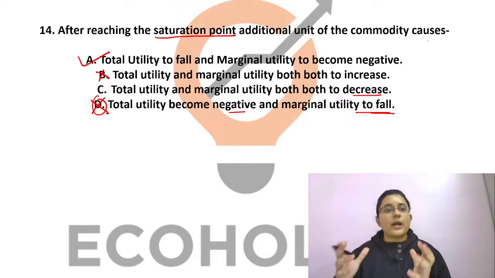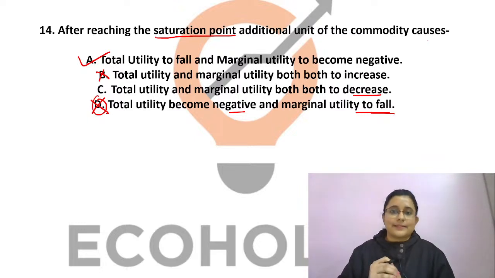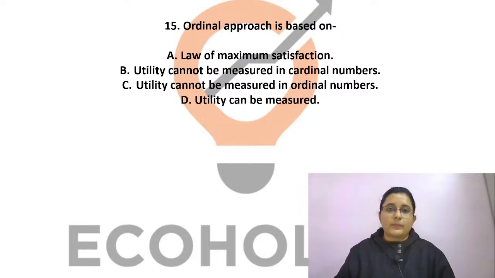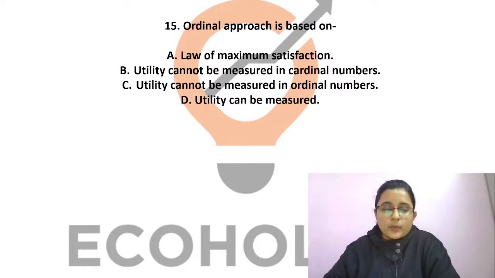Okay, so you have understood how by using the method of elimination you can land up at the right answer. Now let's understand the next question. This is the last question for the day. Ordinal approach is based on law of maximum satisfaction, utility cannot be measured in cardinal numbers, utility cannot be measured in ordinal numbers, or utility can be measured. What will be the right answer of this question? Please tell. Ordinal approach is based upon which idea?